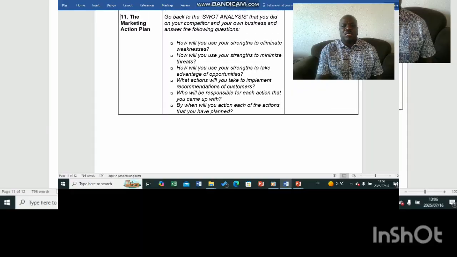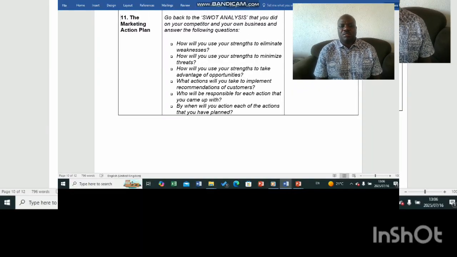The marketing action plan. Now you go back to the SWOT analysis that you did on your competitor and your own business, and answer the following questions. How will you use your strengths to eliminate weaknesses? How will you use your strengths to minimize threats? How will you use your strengths to take advantage of opportunities that are out there in the market?